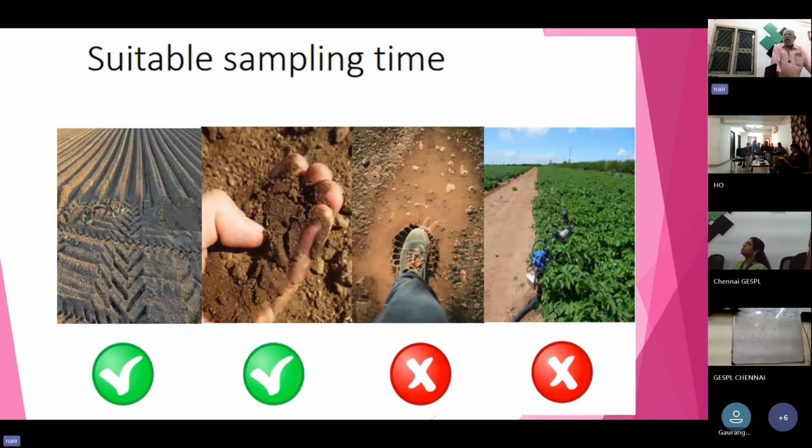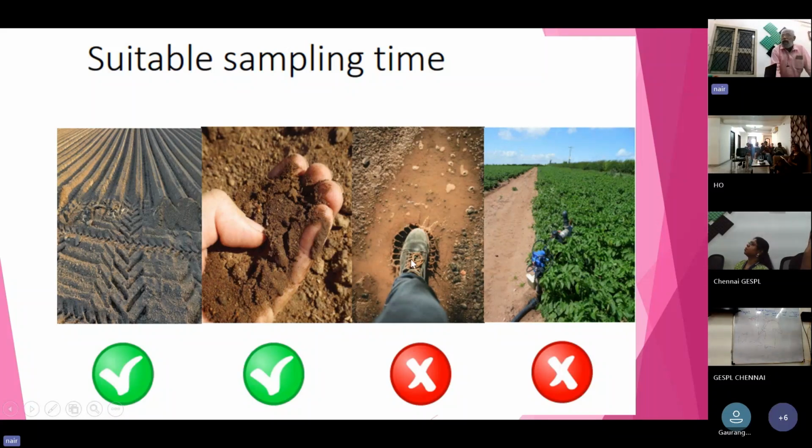See, very simple. How to select the suitable sampling time? See, when I give the tick mark itself, it is very clear. The first one is okay. This one is okay. This one is okay. When you take the sand in your hand and see, then this one is not okay.